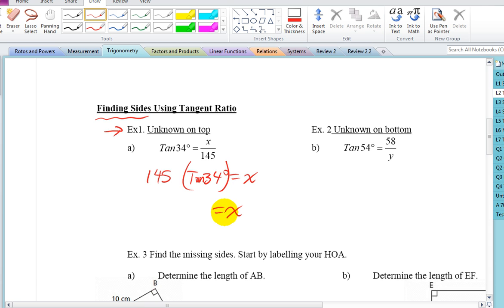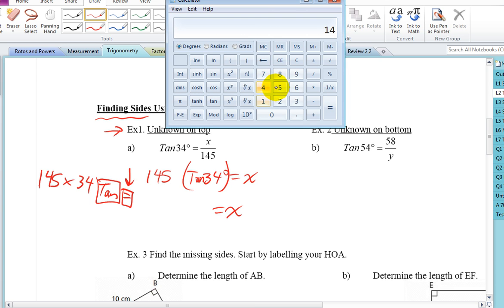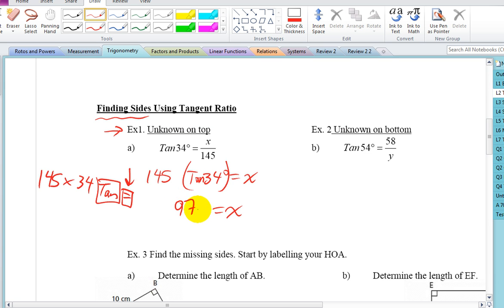Okay. Now it doesn't matter which one you put first in your calculator. New school people, new calculators, type it as you see it. Old school people, 145 times 34 tan, and then equals. Make sure you press that equal sign. So 145 times 34 tangent, that's the ratio, and I press equals for the multiplication, 97.8. Okay, so everyone try this on the calculator. Put your hand up if you're having troubles.